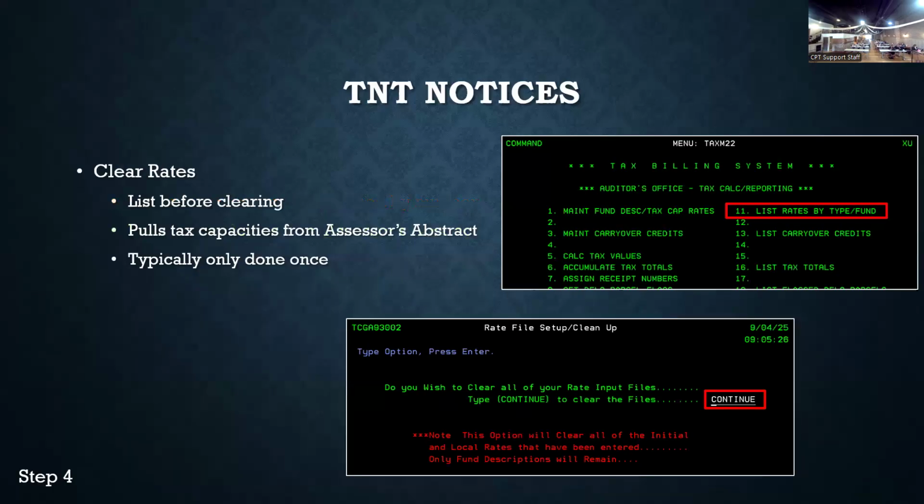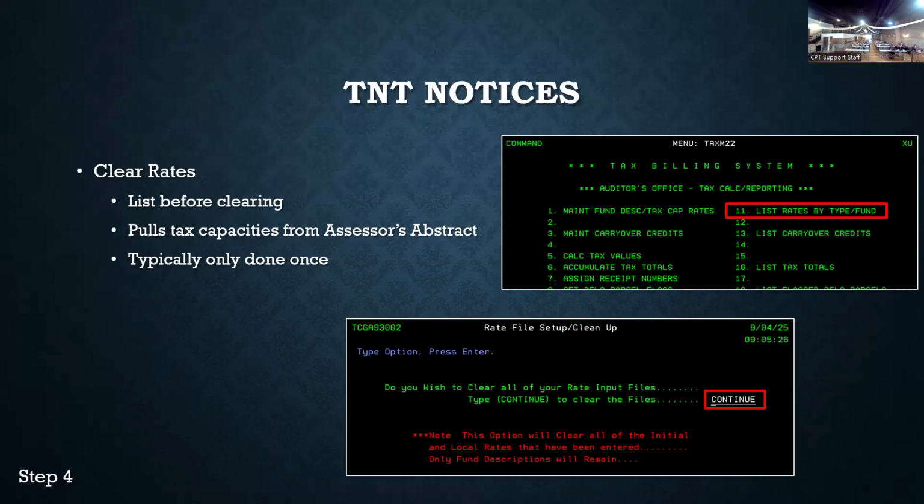Okay, once you're ready, this is the point where you're pausing, making changes to your values for this year. You're going to clear out your rate file. We suggest you go into 11, list your rates, or make sure you have your rate list from last year. Then you're going to go into number 1, and choose to clear out your rates. Type in continue to clear out your rates.